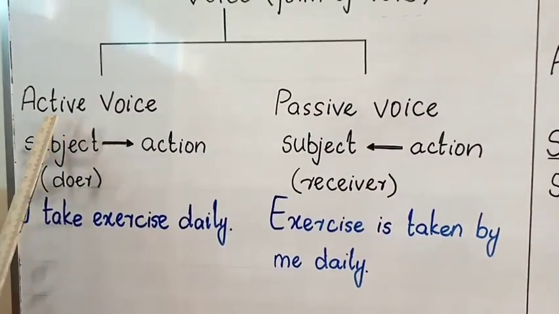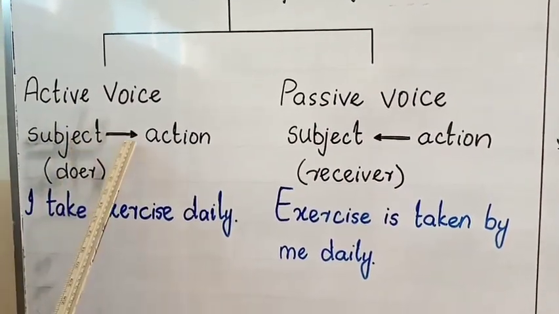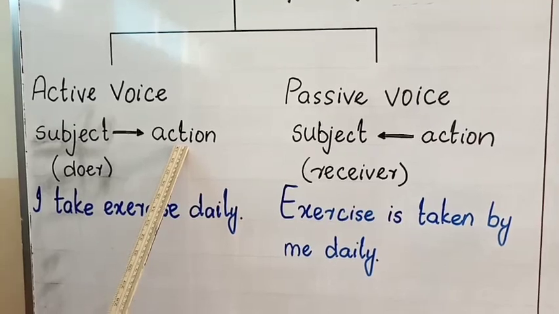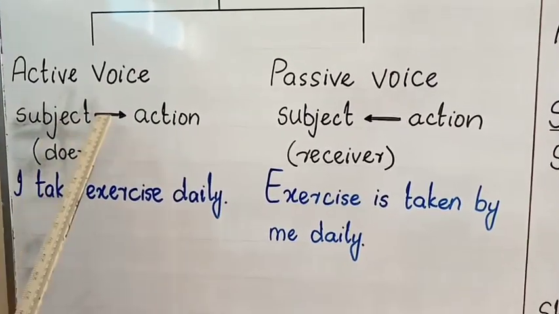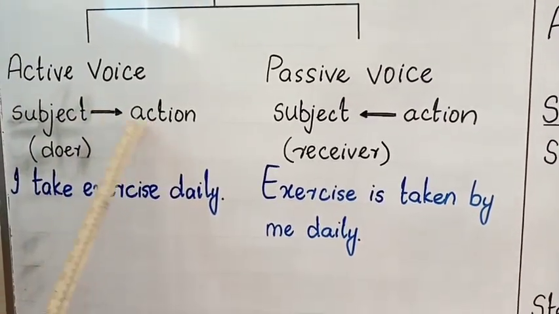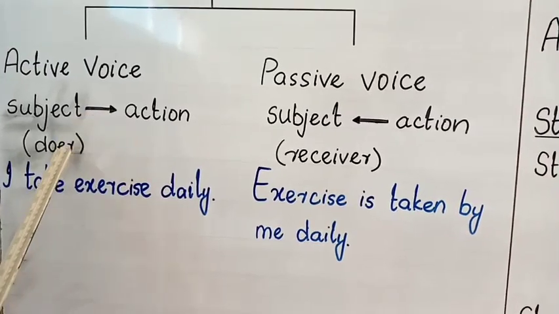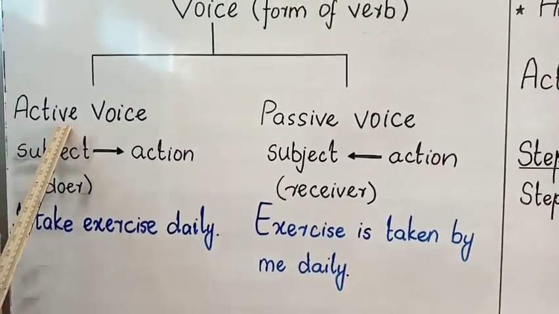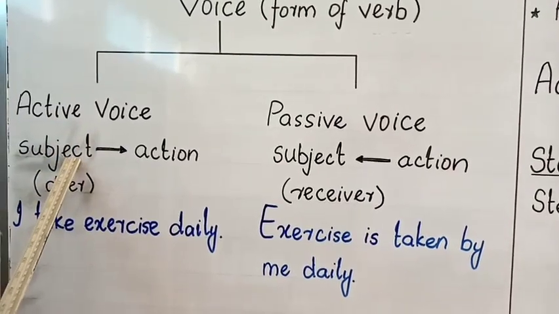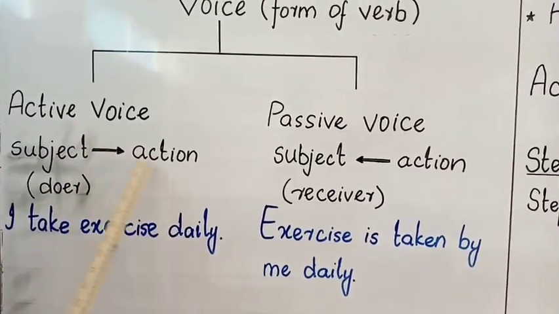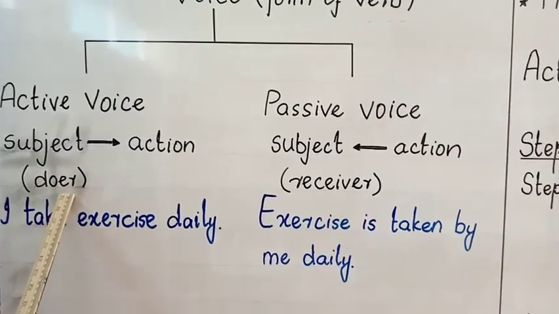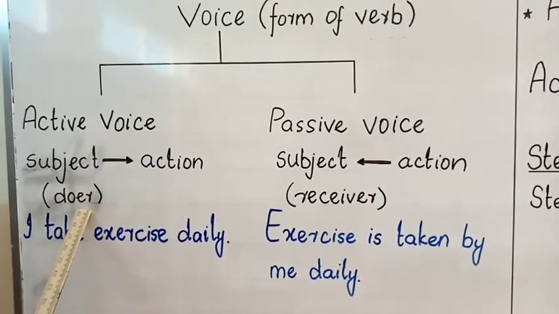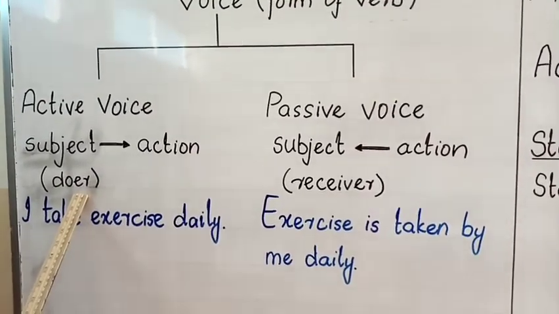In active voice, subject does some action, and that is why subject is known as doer in active voice. यानी active voice में subject कोई action करता है, कोई काम करता है, इसीलिए उसको doer कहा जाता है, काम करने वाला कहा जाता है.